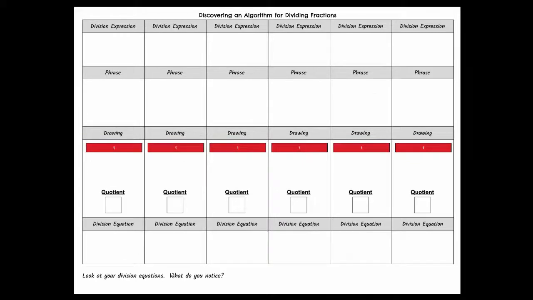The students in the following classrooms are using this teacher-created graphic organizer, which can be downloaded in the links below this video. In each case, students are first given a division expression, for example, 8/12 divided by 5/12, and must translate the expression to a verbal phrase: how many groups of 5/12 are in 8/12? Then students use manipulatives and drawings to model the expression and identify a quotient, which allows them to write an equation at the end. After analyzing at least six different carefully sequenced division expressions, students are asked to notice and wonder about the structure of the expressions and regularity through repeated reasoning.